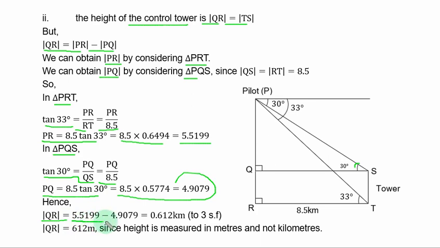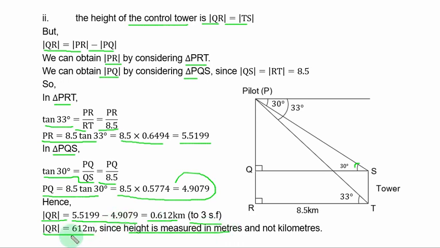Hence, QR, height of the control tower, is equal to 5.5199 minus 4.9079, and that is 0.612 kilometers to 3SF. If you convert this to meters, QR is approximately equal to 612 meters, since height is measured in meters and not kilometers.